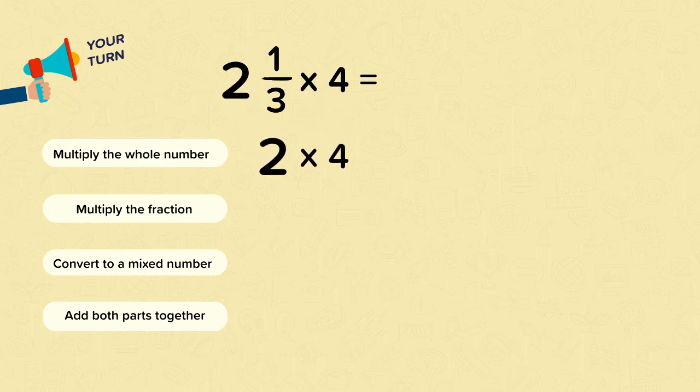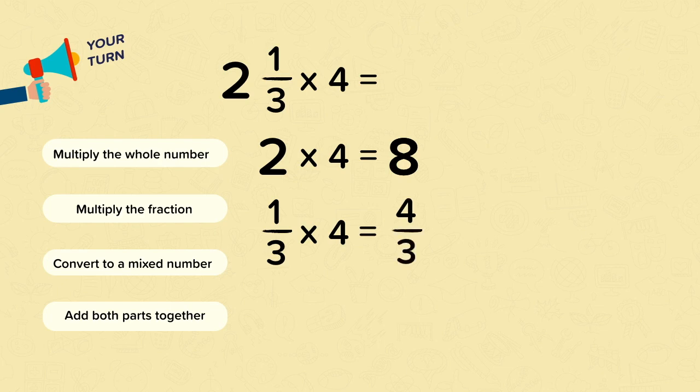First, you needed to multiply the whole number. 2 times 4 equals 8. Next, you needed to multiply the fraction. Well done if you remembered to multiply the numerator and keep the denominator the same. 1/3 times 4 equals 4/3.